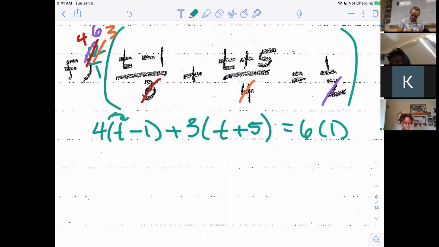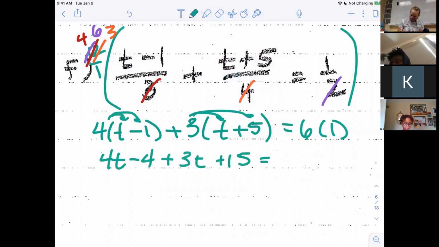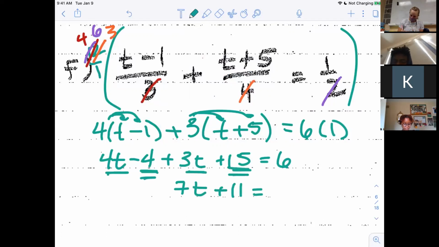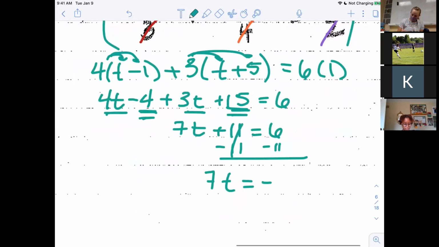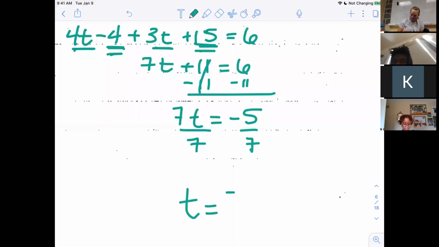So now I'm going to distribute it through. Again, I just use parentheses because I'm afraid I'm going to mess up. I'm afraid I'm going to lose something. So I kept it very nice and organized as I went through. 4t minus 4 plus 3t plus 15 equals 6. Combine. 7t plus 11 equals 6. Minus 11. 7t equals -5. Divide by 7. t equals -5 over 7.